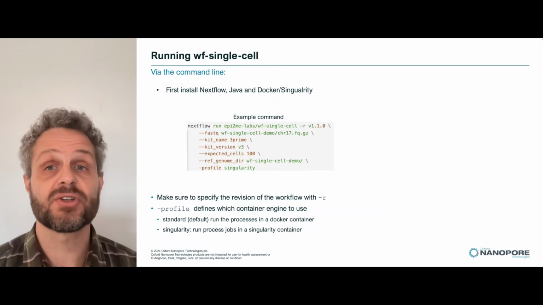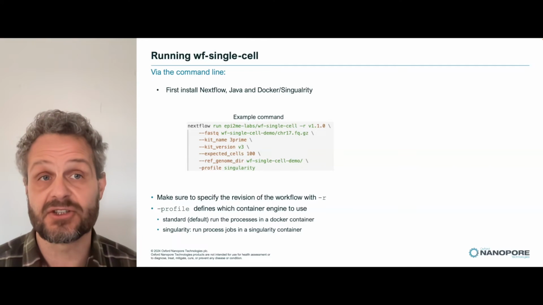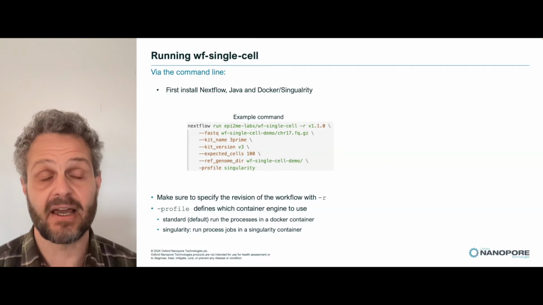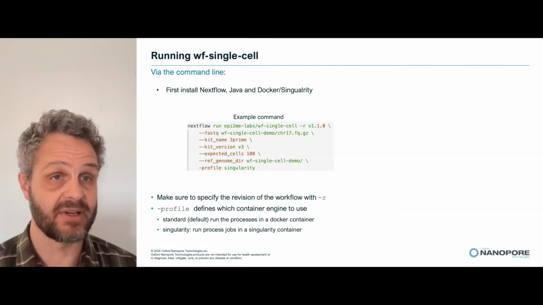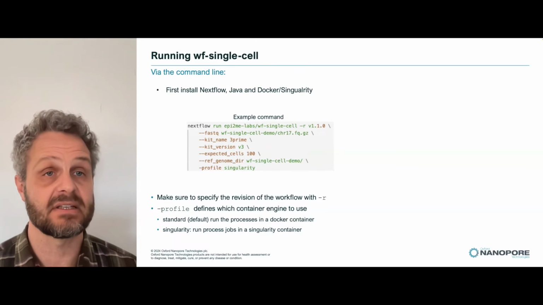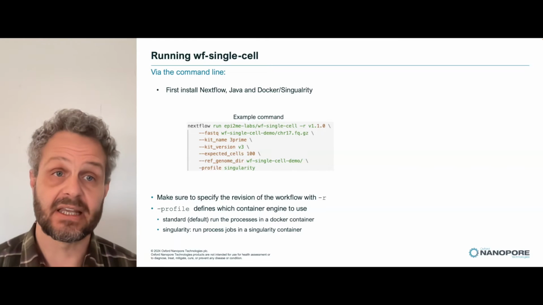If you don't want to or are not able to use the Epi2me desktop application, for example, if you don't have permissions to install it, you can run all our workflows by the command line, and I'll just describe briefly how to do that. So there are dependencies to install first. These are Nextflow, Java, and Docker or Singularity.